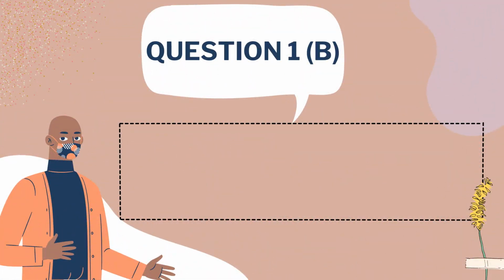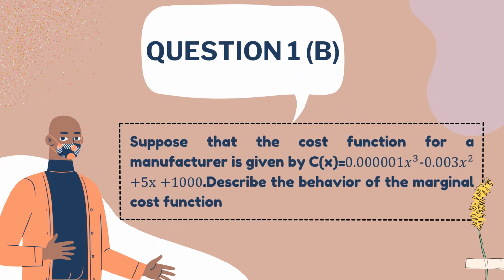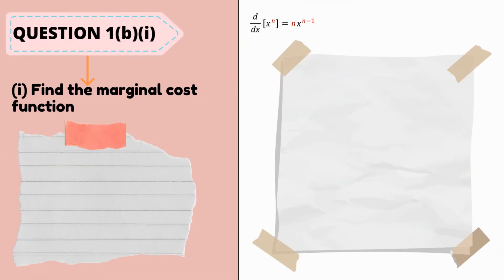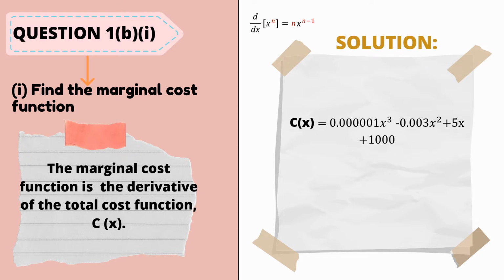Now to question 1b, we need to describe the behavior of the marginal cost using the cost function. So the question is about marginal cost and interpretation. The first question for 1b is we need to find the marginal cost function. We need to differentiate the total cost function C(x), using the same method as the previous question, the power rule. So we get 0.0003x squared minus 0.006x plus 5.